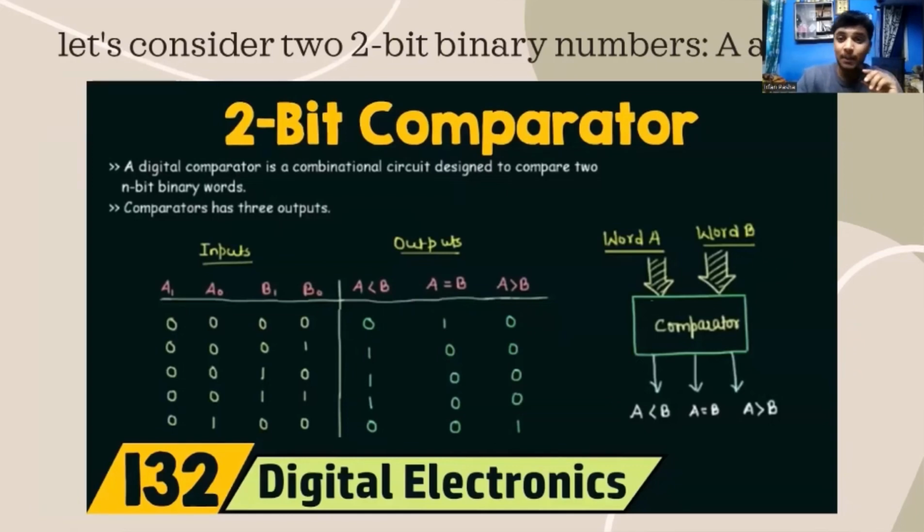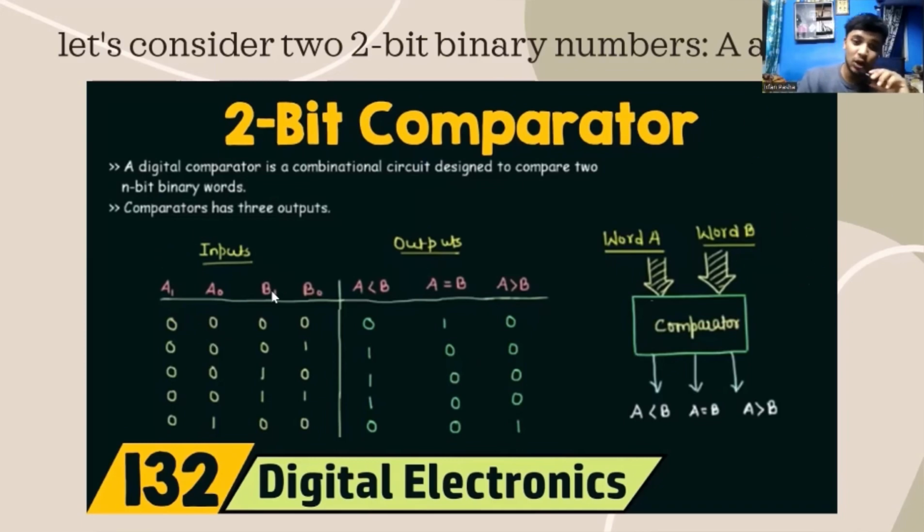Let's consider binary numbers A and B, and understand how two-bit binary numbers actually work. A digital comparator is a combinational circuit designed to compare two n-bit binary words. A comparator has three outputs. You can see here, word A and word B are the two inputs given. Then the comparator gives us three outputs: the first tells us if A is less than B or not, the second tells us if A is equal to B or not, and the third tells us if A is greater than B or not.